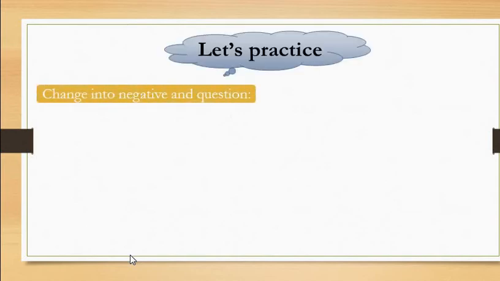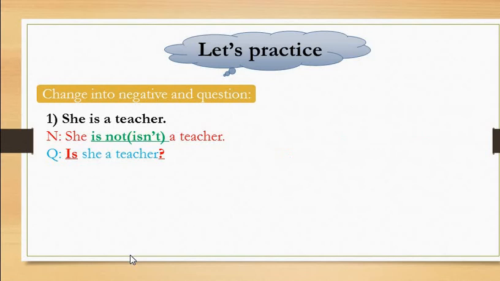Let's practice. Change into negative and question. She is a teacher. I want to change it into negative. Remember, negative means to add not after is. Good job. The answer will be she is not or isn't a teacher. Change this sentence into question. Remember, start with is. The first letter has to be capital. She, the first letter of she has to be small. The answer will be, is she a teacher? What do you put at the end? Question mark. Great job.